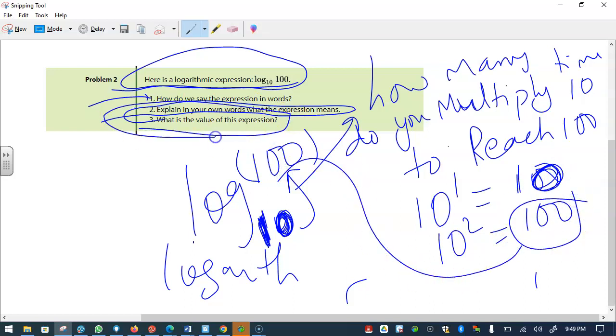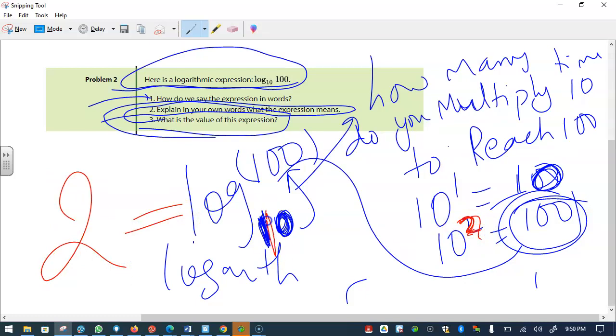So what is the value of this expression? The value is 2, because 10 raised to 2 is 100, right? So this 2 is important. That's what the question is. So this answer is 2, because this 10, the base, when you multiply itself two times, you get this 100.